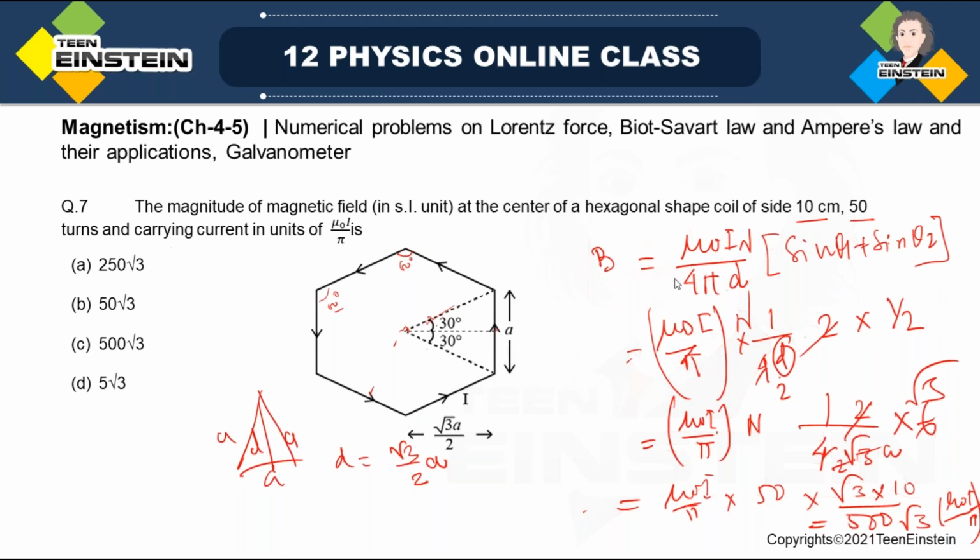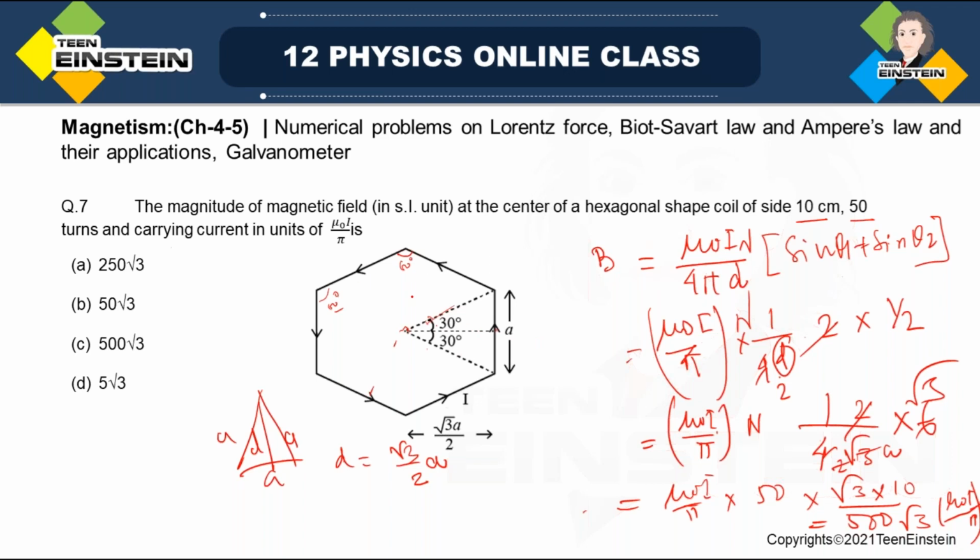I'll quickly say once again, this is the formula from Biot-Savart's rule to find the magnetic field for a finite length wire. Mu 0 I by 4 pi d, where d is the distance from the point of interest, where we are calculating the magnetic field, to the wire, not this a by 2. It is the perpendicular distance from this point to the wire. That's how you calculated the height of this equilateral triangle.